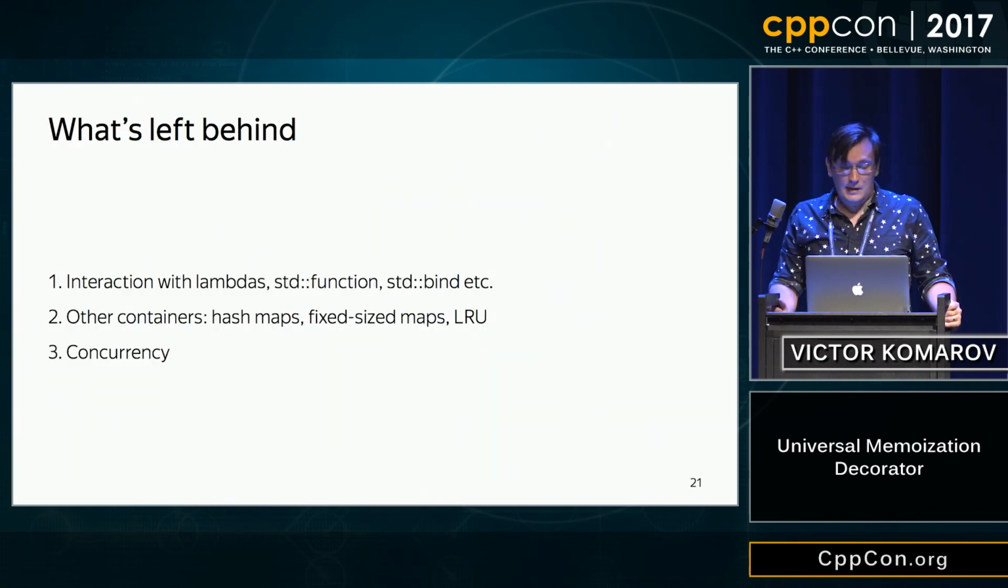Obviously, it's a simplification, and there is a lot of details left behind, like how does this thing interoperate with lambdas, std::function, std::bind, what containers can we use to store the cache, the bunch of fancy hash maps to choose from. We can use LRU or whatever. How do we support concurrency? How do we protect the access to the cache if the decorator is used in several threads? We can put a simple mutex, we can use an rwlock, we can even declare the cache thread local, so each thread has its own copy.